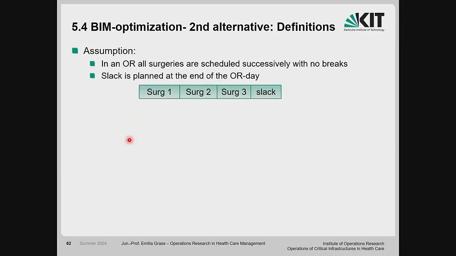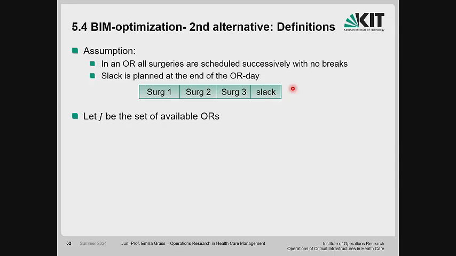And we need some kind of definitions. First of all, we assume that all operating rooms can be scheduled without breaks, one after another, and the slack is always planned at the end of the day. So 80% of the operating room capacity is used for electives, and then at the end 20% for emergencies.